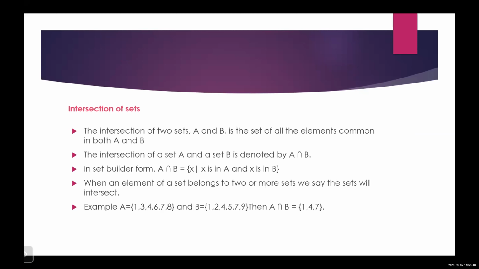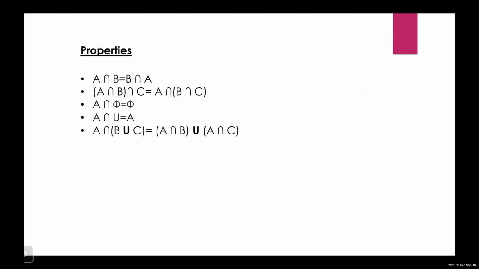When an element of a set belongs to two or more sets, then we say that the sets intersect. Okay. The properties of intersection of sets. A intersect B is equal to B intersect A. It is the commutative property, and A intersect B intersect C is equal to A intersect B intersect C. It is the associative property, and A intersect phi is equal to phi.